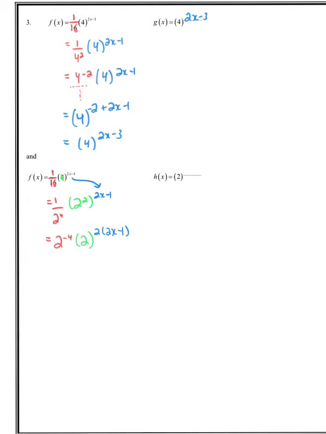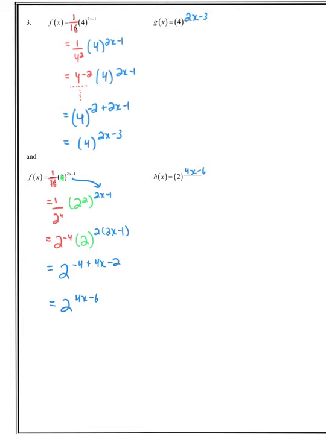So next I now have base 2, and I have an exponent on both of them. When I multiply those bases, I add those exponents. So I'll just do that in blue now. So 2 to the negative 4 plus 4x minus 2, which is 4x minus 6. And then I will just write that over here.